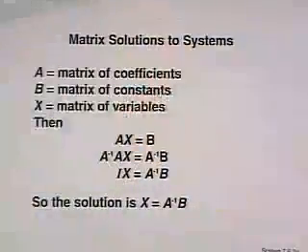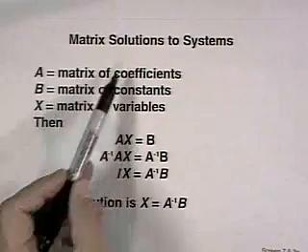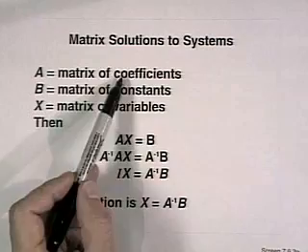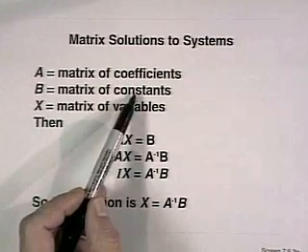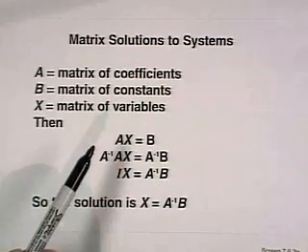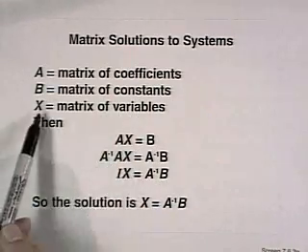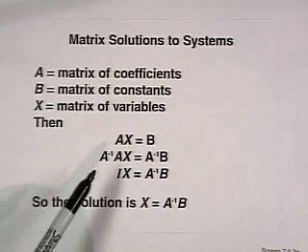Matrices can be used, inverse matrices especially, to solve systems of equations. Here's how. If we let A represent the matrix of coefficients, that is, all the numbers in front of the variables, and B is the matrix of constants, that is, the matrix consisting of a column of constants from our equations. And we call X the matrix of variables, which is in fact the way our solution would be listed.